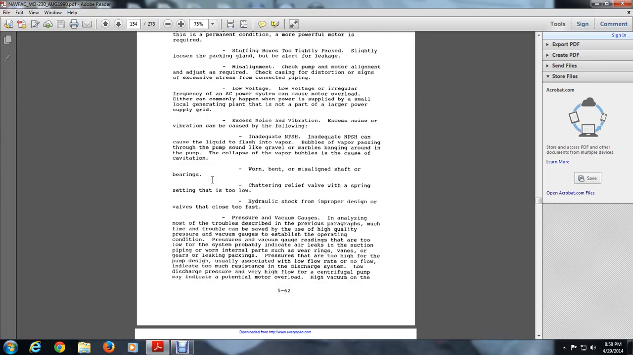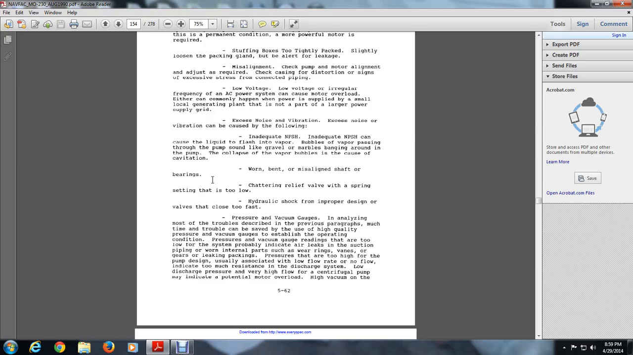Pressure and vacuum gauges. In analyzing the troubles described in the previous paragraphs, much of the time trouble can be saved with high quality pressure or vacuum gauges to establish operating conditions. Pressure or vacuum gauge readings that are too low for the system probably indicate air leaks in suction piping, worn internal parts such as wearing rings, vanes, and gears, and leaking packing.